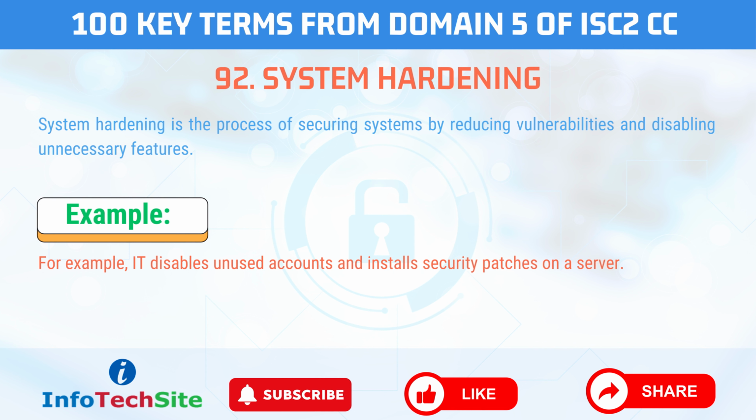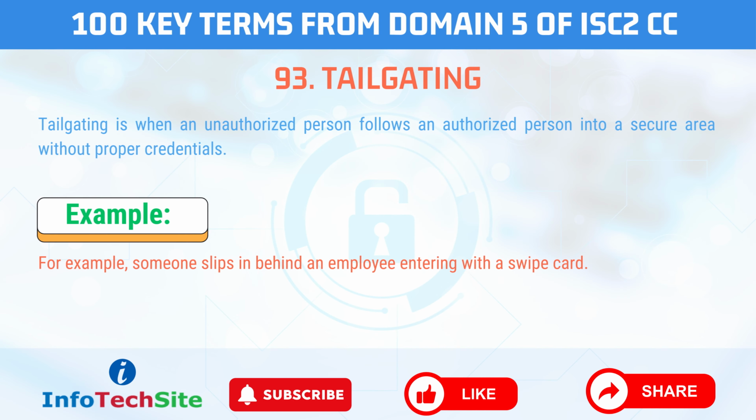92. System hardening. System hardening is the process of securing systems by reducing vulnerabilities and disabling unnecessary features. For example, IT disables unused accounts and installs security patches on a server. 93. Tailgating. Tailgating is when an unauthorized person follows an authorized person into a secure area without proper credentials. For example, someone slips in behind an employee entering with a swipe card.